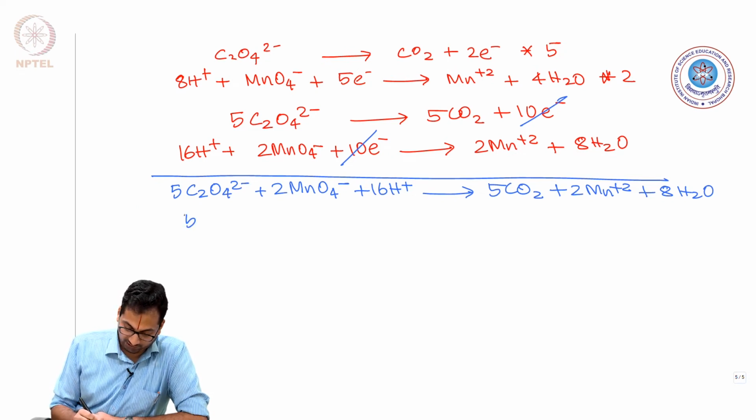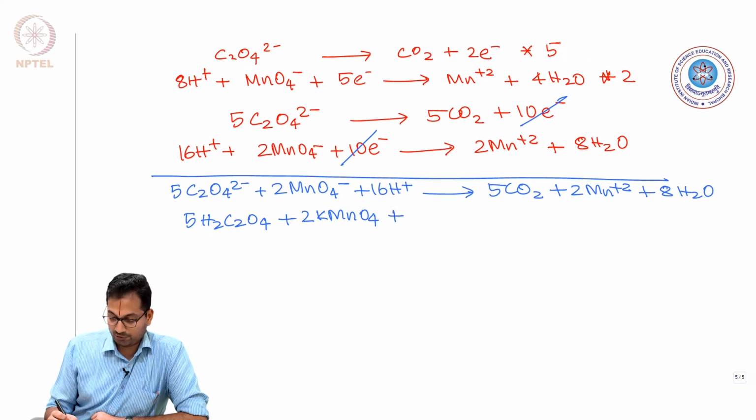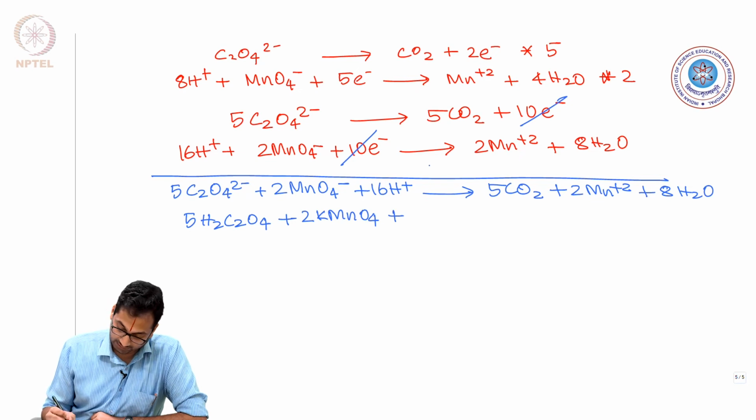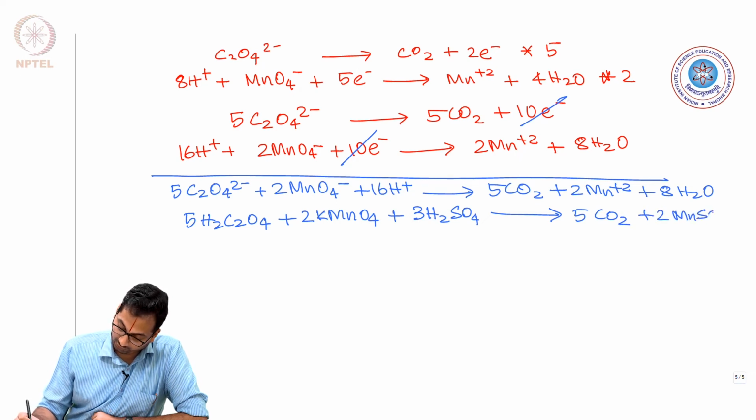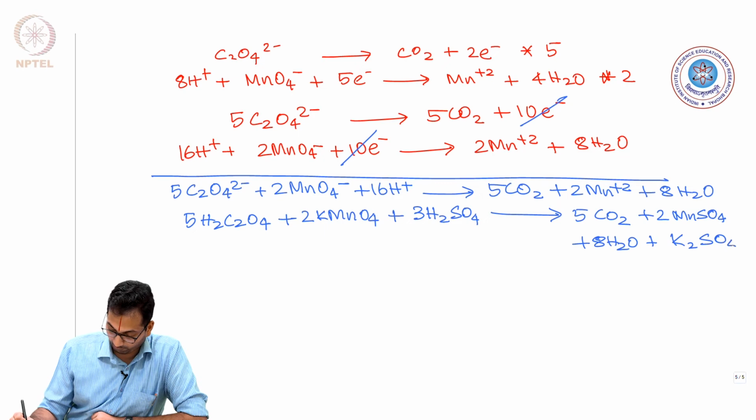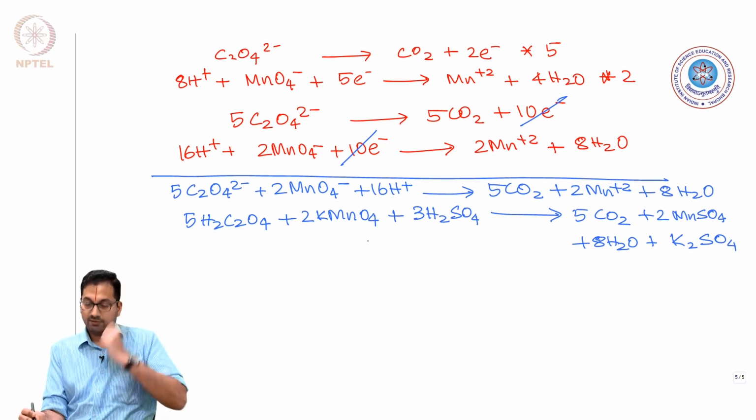you are going to have 5H2C2O4 plus 2KMnO4 plus, so how many protons do you have left? You have 6 protons left. So 6 can be written as 3H2SO4. You need an acid for this redox reaction to happen. It's going to result in 5CO2 plus 2MnSO4 plus 8H2O. Remember, there is potassium, so K2SO4. So you have 3 sulfate on the left and 3 on the right side.